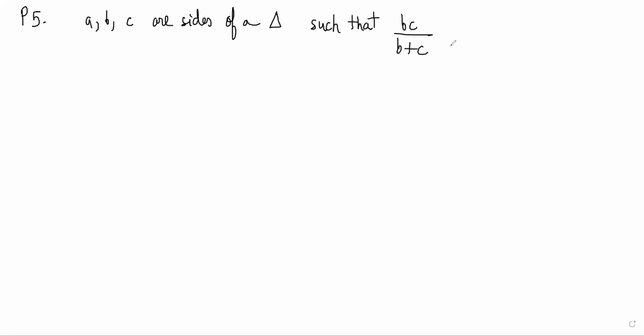Okay, next one should not be so hard. Try this one. Again, A, B, C are sides of a triangle such that BC by B plus C, plus CA by C plus A, plus AB by A plus B is equal to S, right?